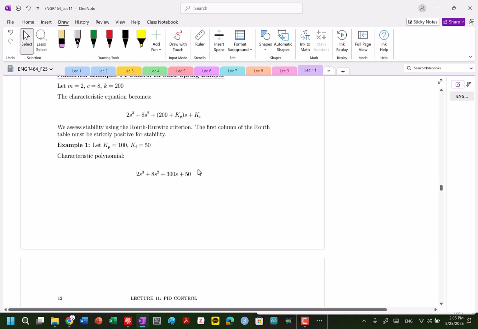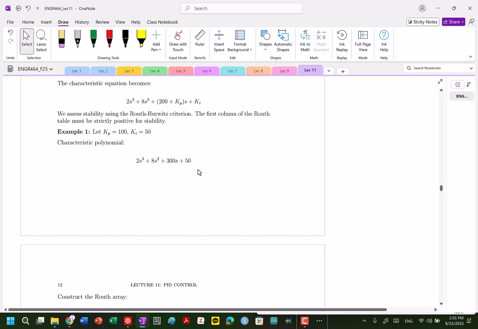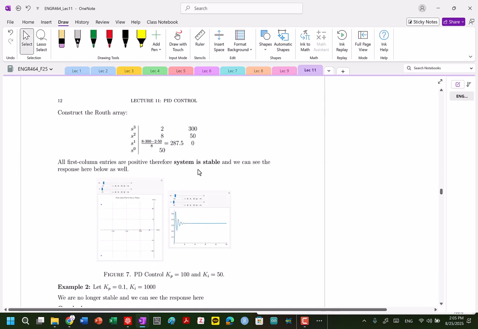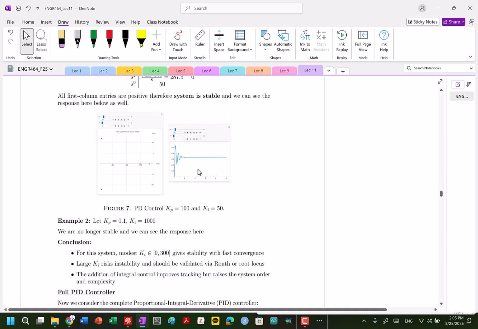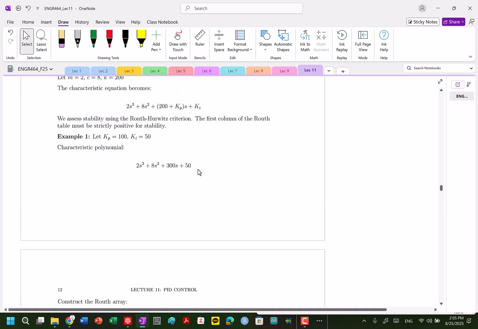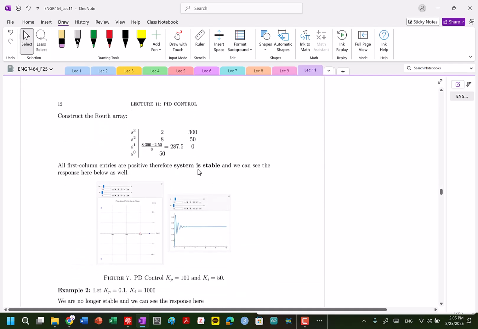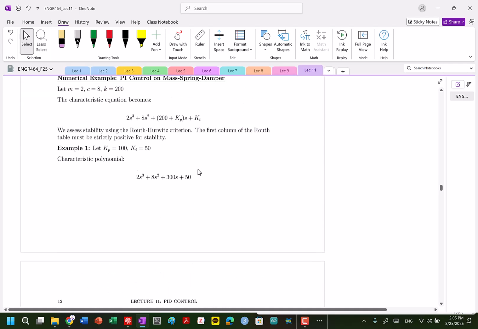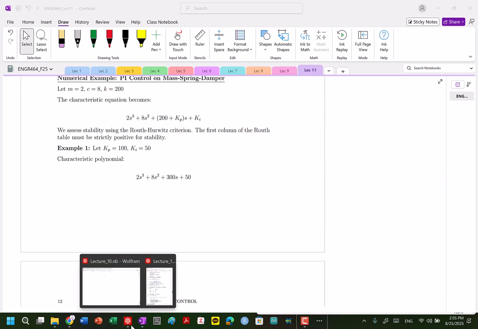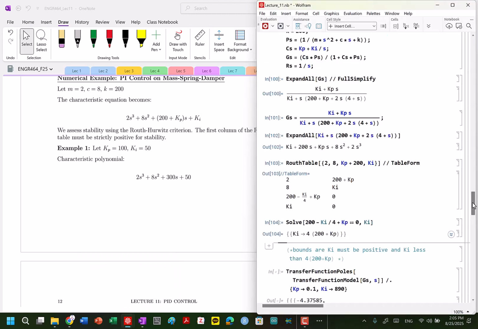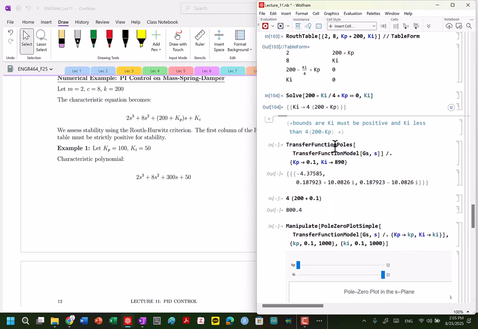So we actually kind of did this already, and we went through, and we can look at some values. Let's set, for example, Kp to 100. Actually, we can see this right here.